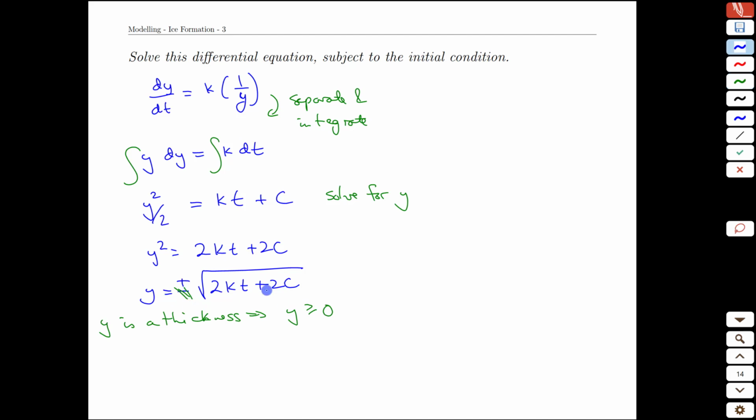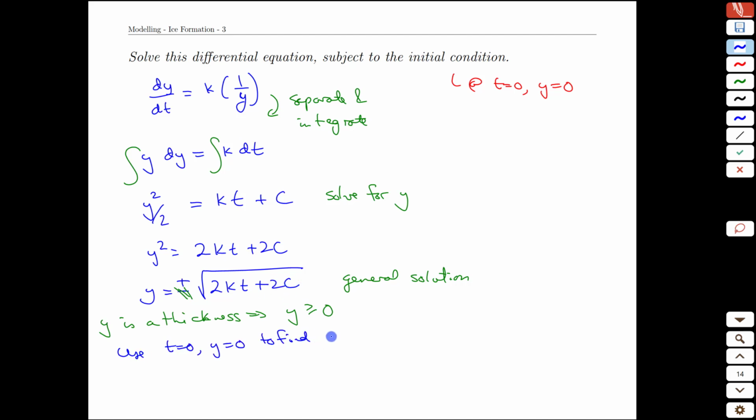Not bad. Now this is still a general solution. This would apply to starting at any time with any thickness. However, we want the particular solution because we are given an initial condition that at t equals 0, y is equal to 0. So we go and hunt that down.